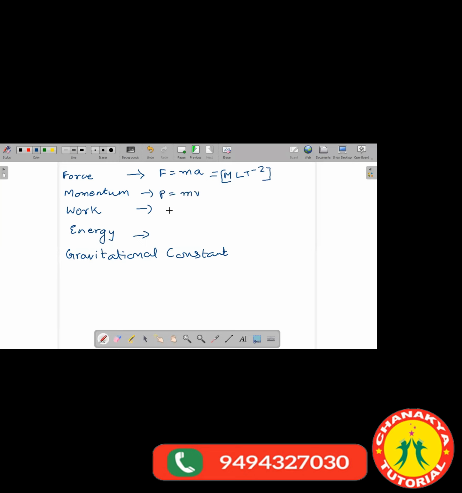Work done is given by force times displacement. Energy, you can either take potential energy or kinetic energy. Potential energy is given by the formula mgh. Kinetic energy is given by the formula 1 over 2 mv squared.